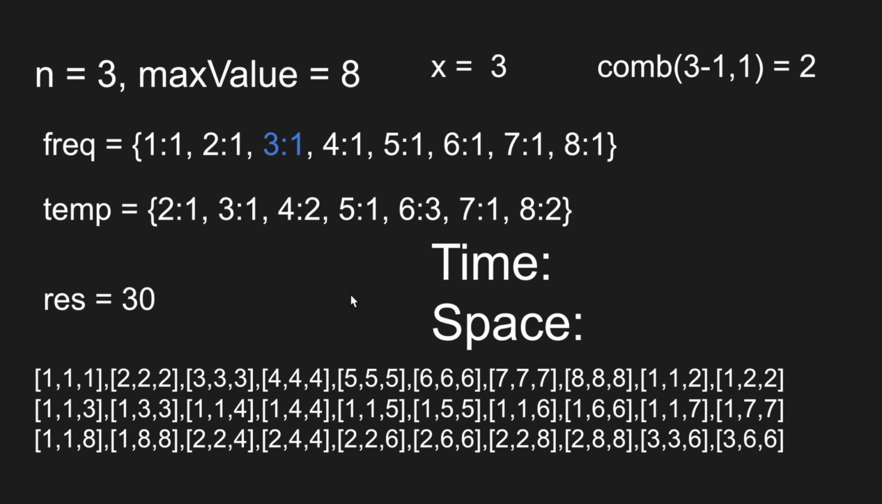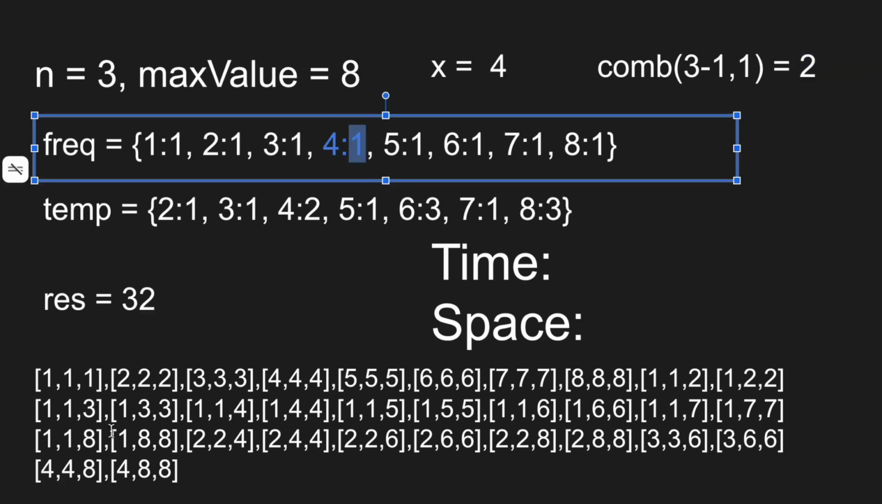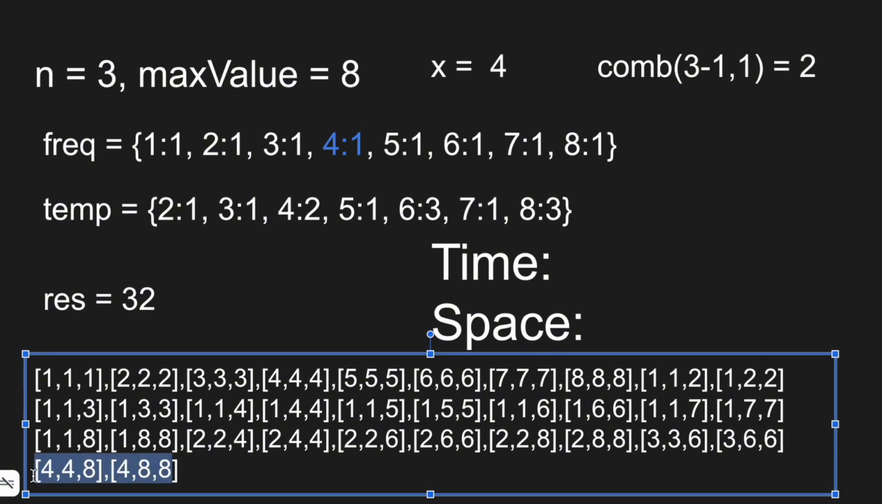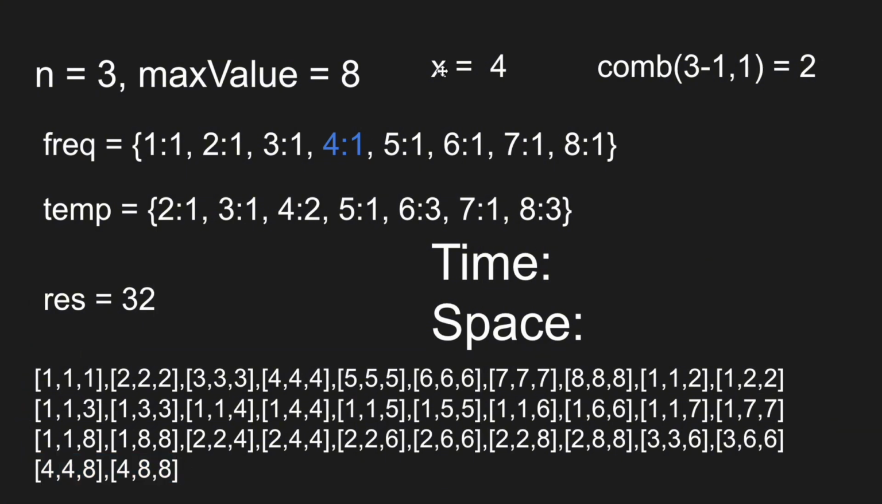So let's see what we can do with 4. 4 times 2 is 8 and 2 times 1 is 2. And as you can see, we can add 2 arrays here, and now the result is 32. And we don't need to do x equal to 5, 6, 7, or 8 because if we multiply these numbers by 2, it will exceed max value. So we know that it cannot reach any numbers.